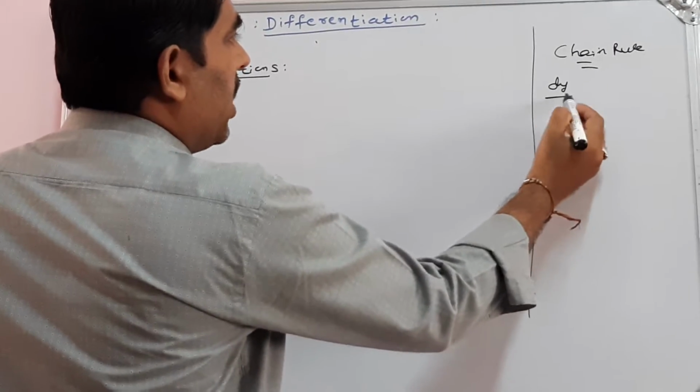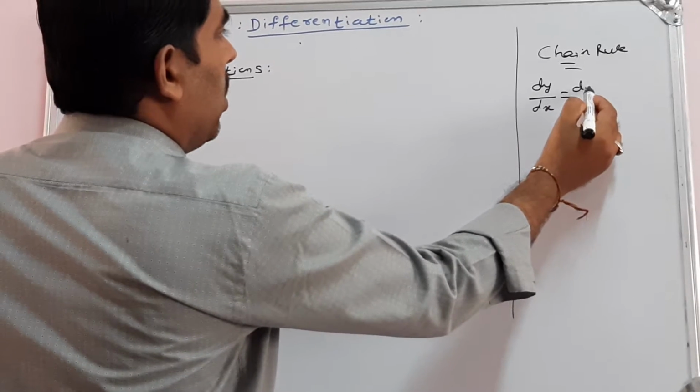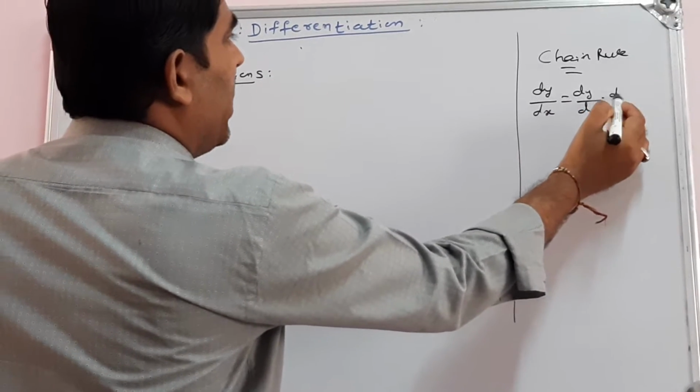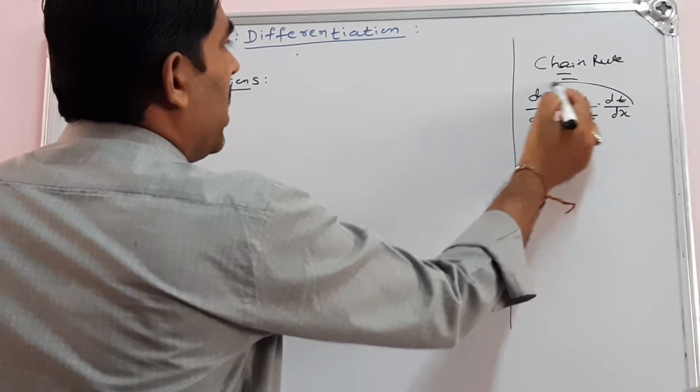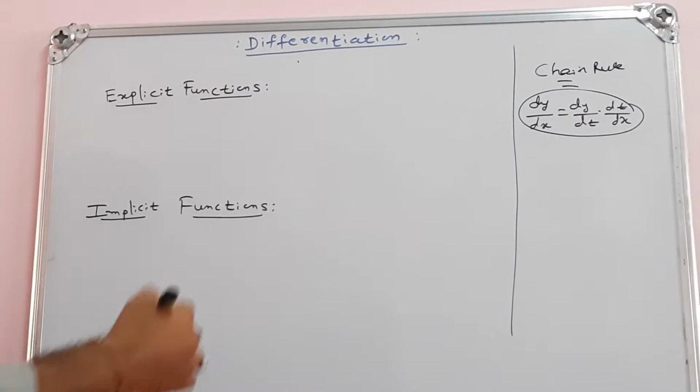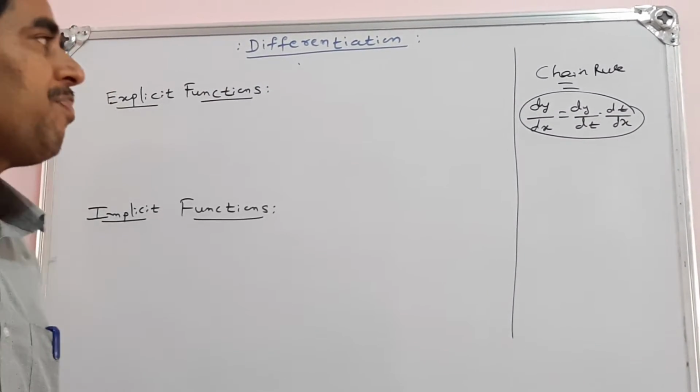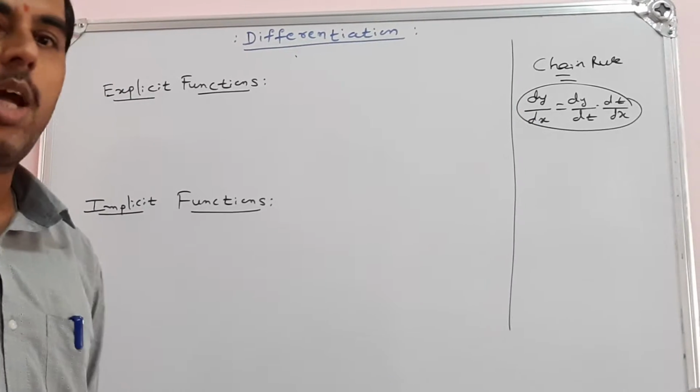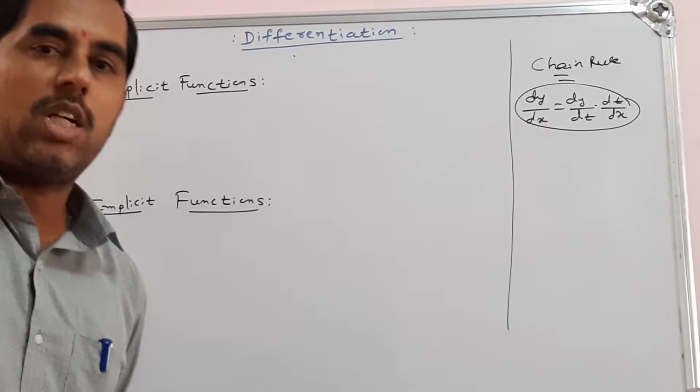This chain rule is used to differentiate composite functions. So dy by dx can be obtained by dy by dt into dt by dx. So we have solved some simple examples by using this chain rule. Okay, so let us continue our class on differentiation.